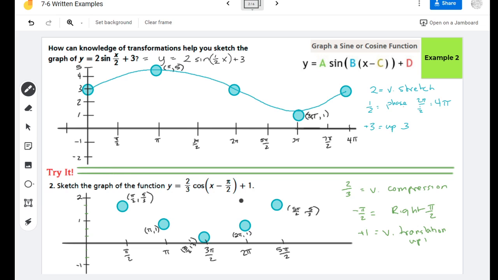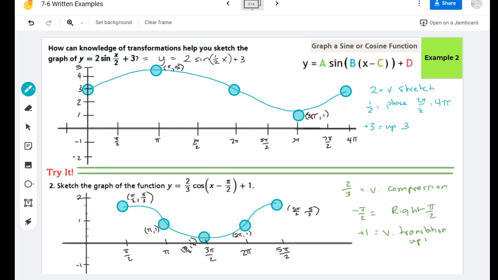Alright, so we did our vertical compression, right? We squished everything to 2/3 instead of 1 and negative 1. We went to the right by pi over 2, and then we went up by 1. And then we need to draw in our curve. Looks something like that.